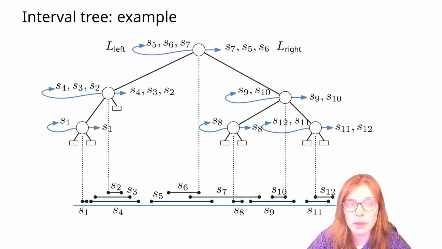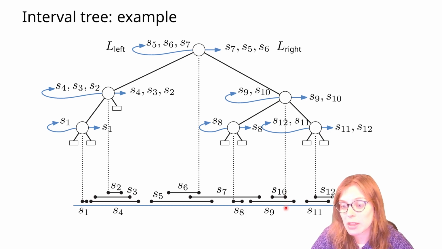Let's consider an example. Here is our interval tree. The root node stores this value x, and as x intersects three intervals, S5, S6, and S7, these three intervals will be stored within the node V. Each of the intervals appears once in the left list, sorted by their left endpoints from left to right, and in the right list, sorted by their right endpoints from right to left. Similarly, for any subtree for a given value x, the intervals that are intersected by that value x are stored in the associated two lists sorted by their left endpoints and the right endpoints.